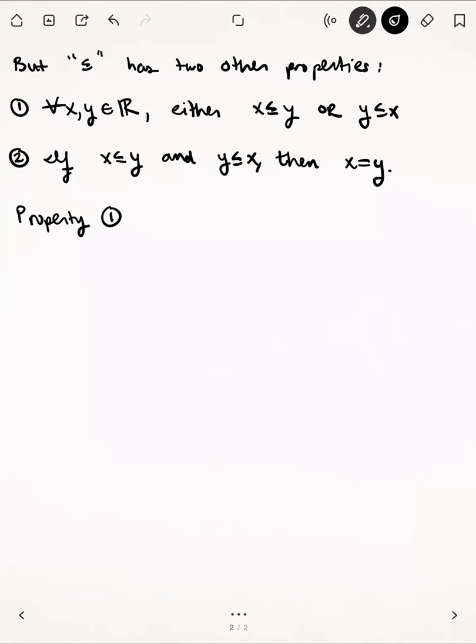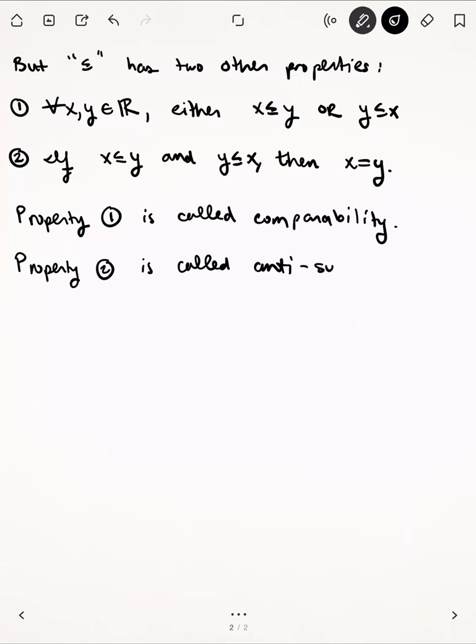Property 1 is called comparability. And property 2 is called anti-symmetry. Okay, and so there are several other examples you can think of which don't satisfy all these properties, but for example, could be anti-symmetric or could be comparable. But it's always a good idea to relate these back to the less than or equal to operation. Okay.